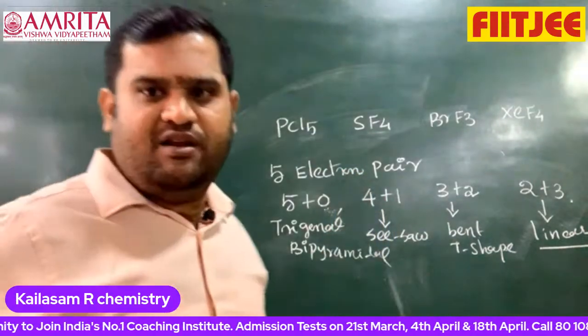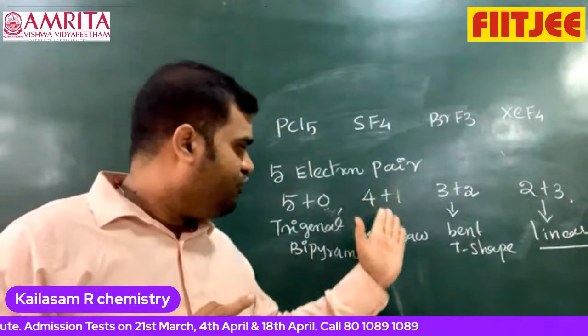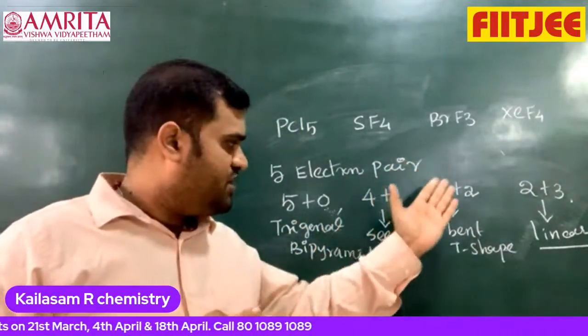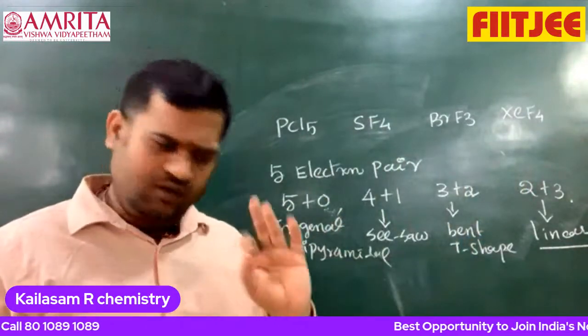Trigonal bipyramidal. Fine, sir. Can you explain this? How do you say 4 plus 1 is seesaw? How do you say 3 plus 2 is bent T shape? How do you say 2 plus 3? Look at this. I told you one method.